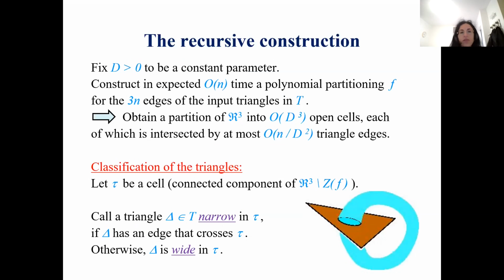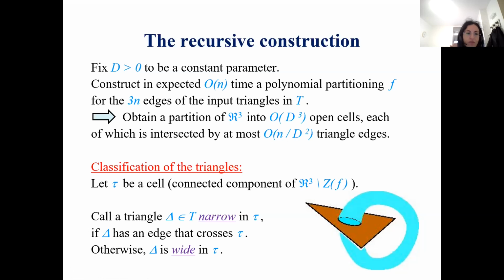So now for the recursive construction. D, capital D, like I said, is the degree bound, which we take to be a constant. And we construct, in expected order of n time, a polynomial partition f for the 3n edges of the input triangles in T. So this partitions R3, the three-dimensional space, into d cube open cells, each of which intersects at most n over d square triangle edges. Okay, so this is the ratio that we get. This is a good ratio. With this ratio, we will eventually end up with the n to the 3 half bound. I will show that when we get to the recursion.